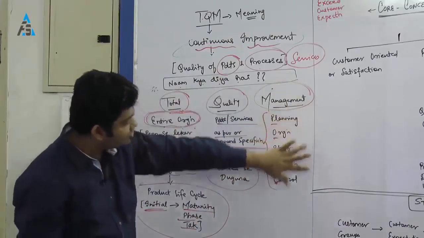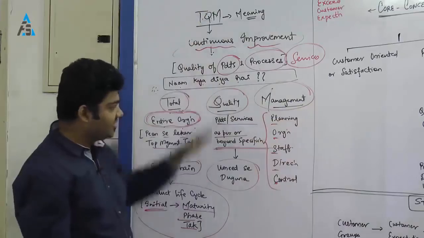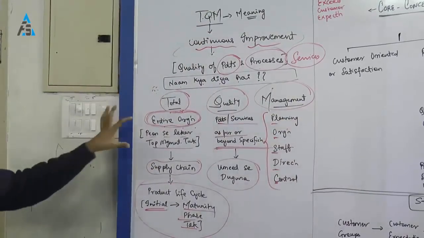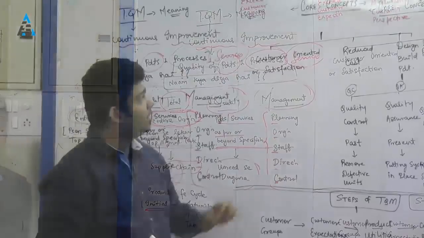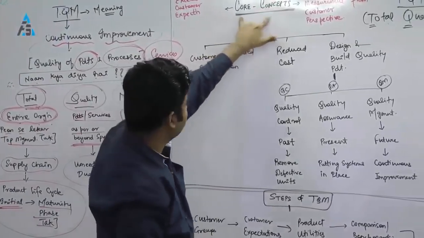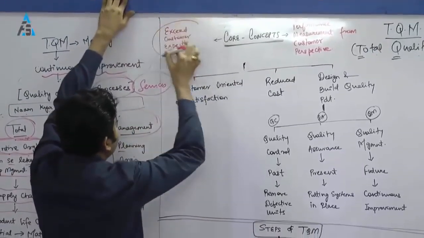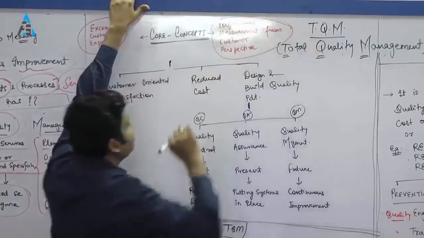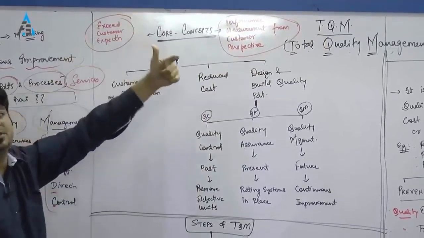So planning, organizing, staffing, direction, control, everything is inbuilt in the product. I hope the core definition is clear. Now let us understand the core concepts of TQM. So core concepts are: exceed customer expectation, and how is the performance going to be measured from the customer perspective.